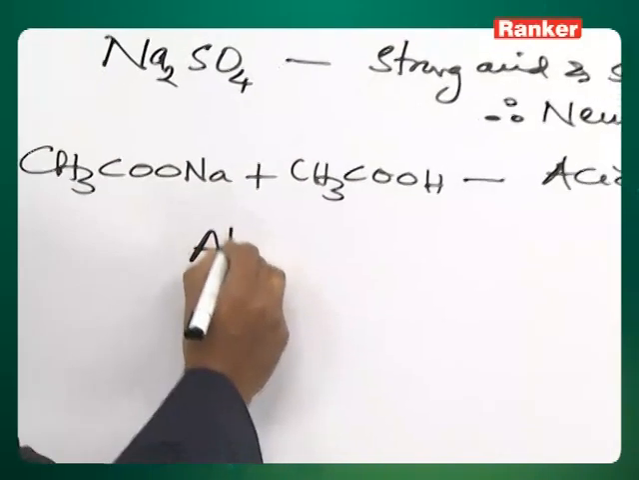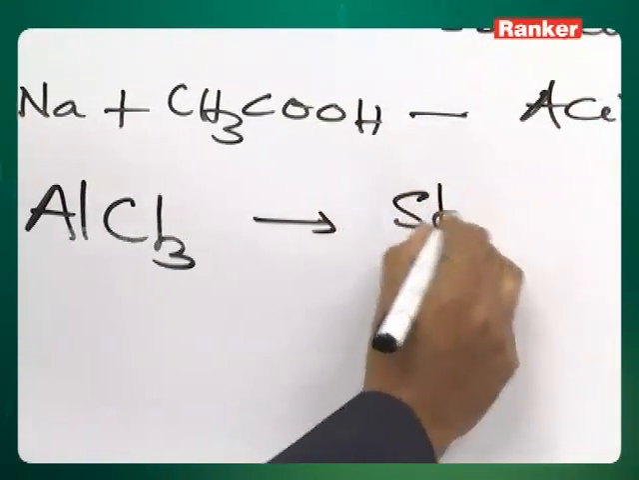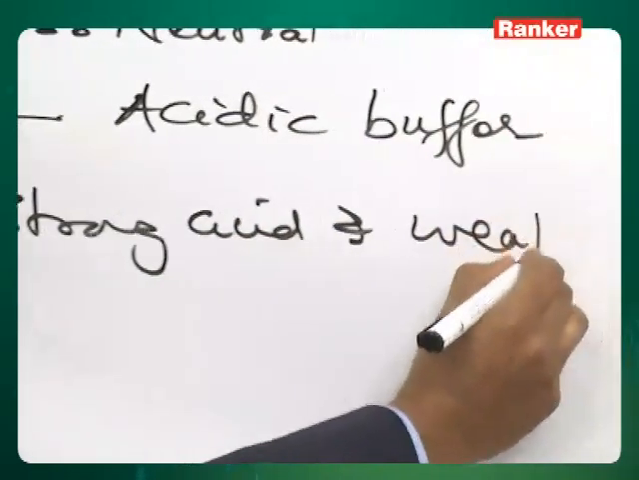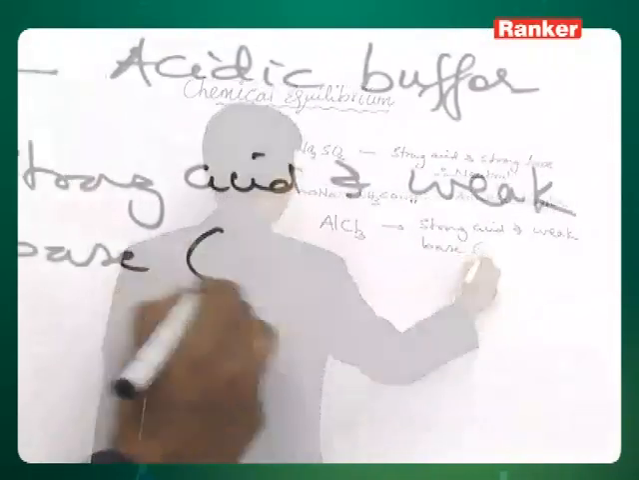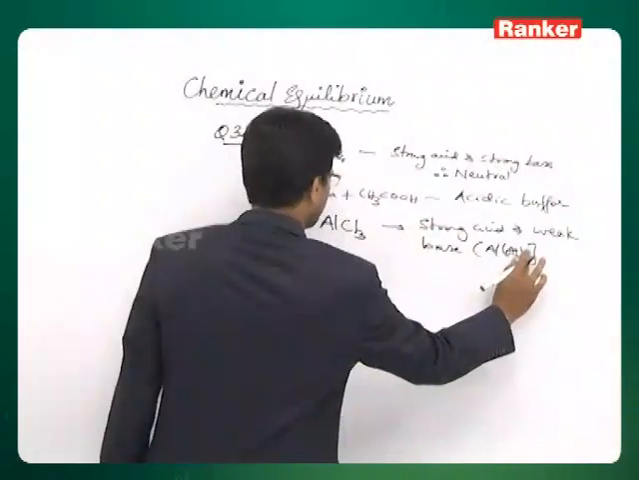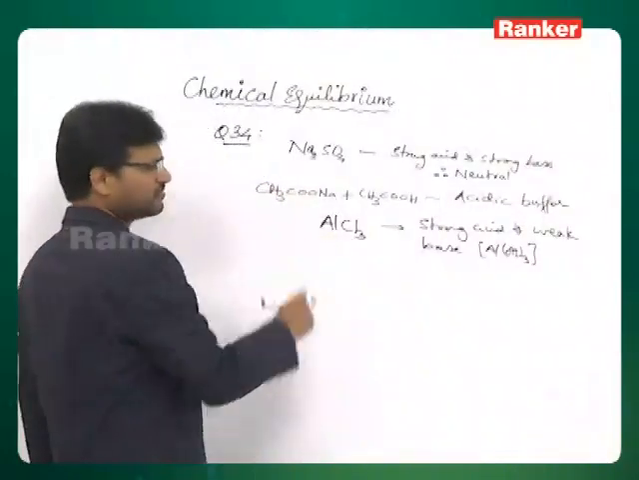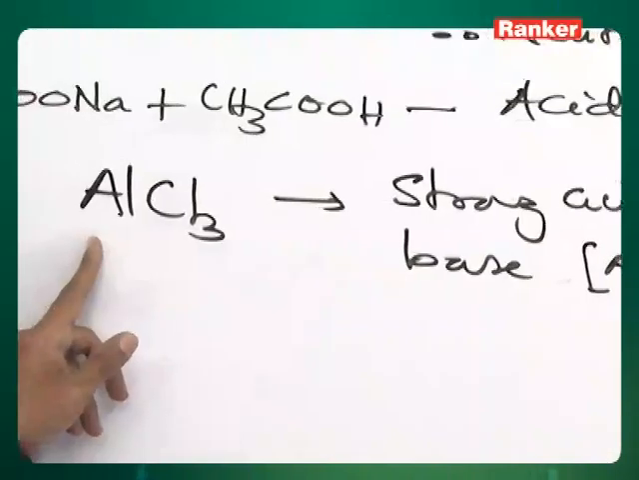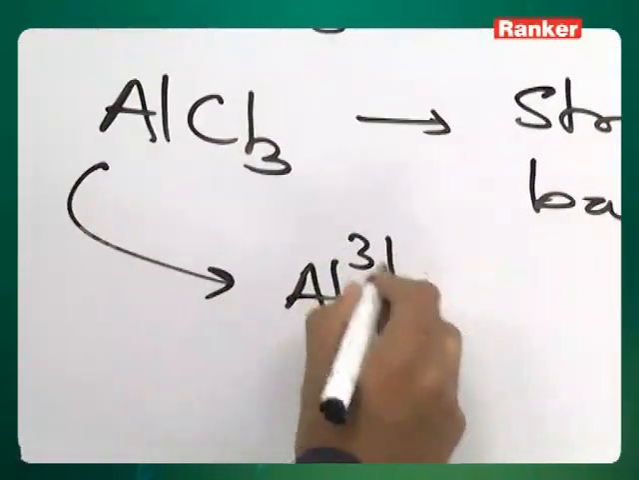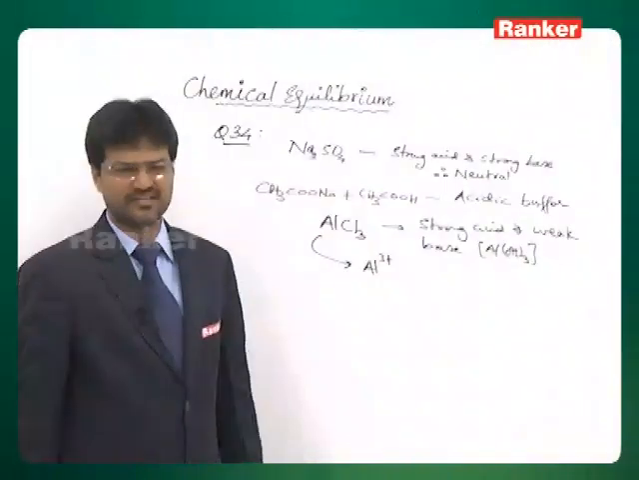AlCl3. AlCl3 is a salt of a strong acid and a weak base. What is the weak base? Aluminium hydroxide, Al(OH)3. It's a salt of a strong acid and a weak base. Therefore, its aqueous solution will be acidic, due to hydrolysis of Al3+. Al3+ undergoes hydrolysis. So, because of hydrolysis of Al3+, AlCl3 is acidic.